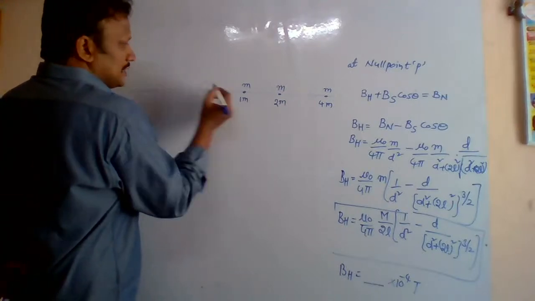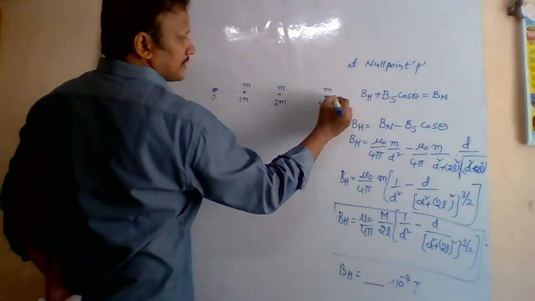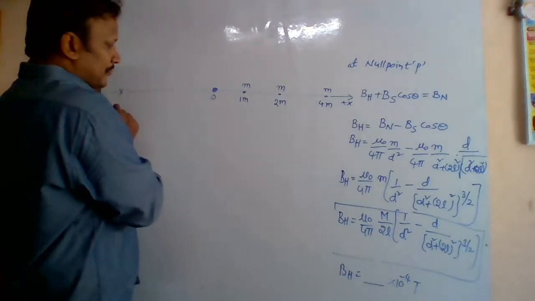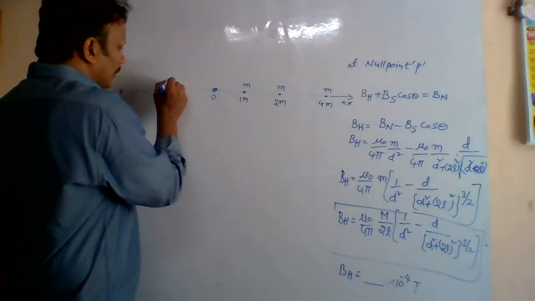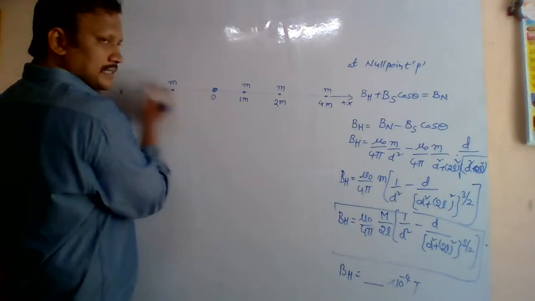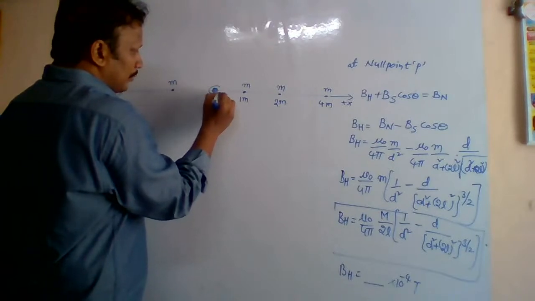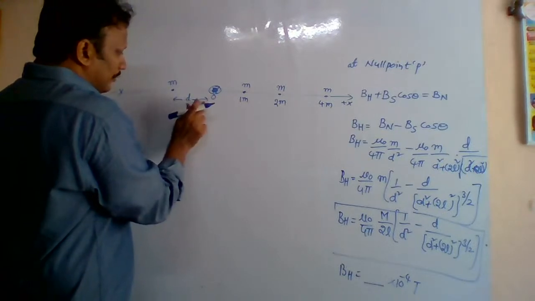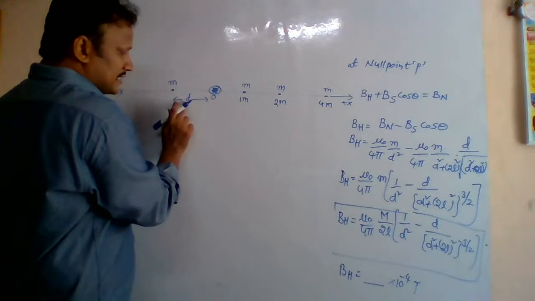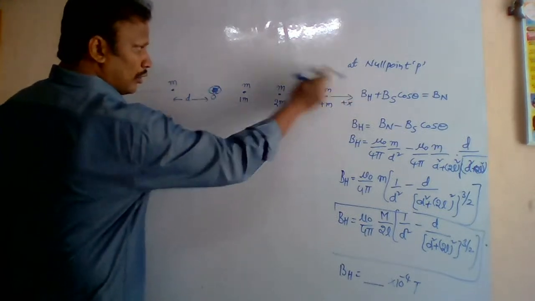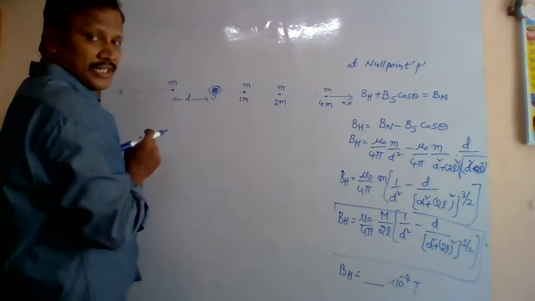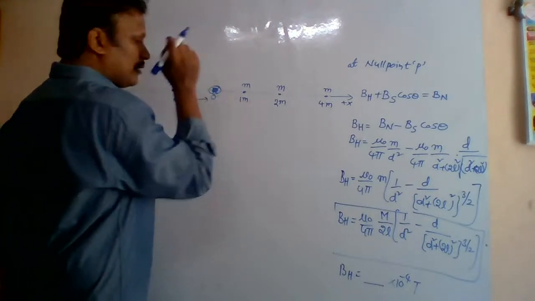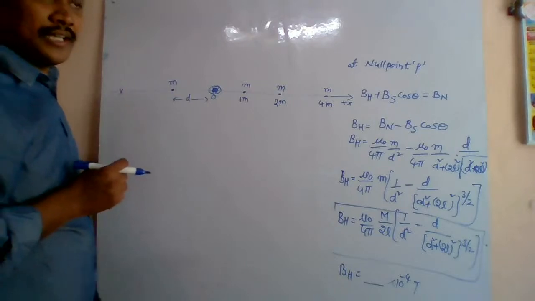Initially these poles are placed on the positive x-axis, and this is the negative x-axis. Where the similar pole having pole strength M is placed on the other side of the origin, the origin becomes a null point. So whenever this pole is placed at a certain distance d, due to all these we get one field here, and both are in opposite directions. At what distance does the resultant magnetic field induction become zero? That means the origin behaves like a neutral point.